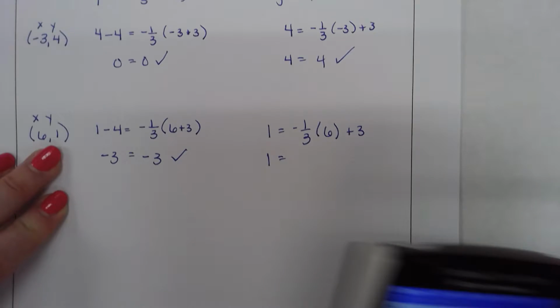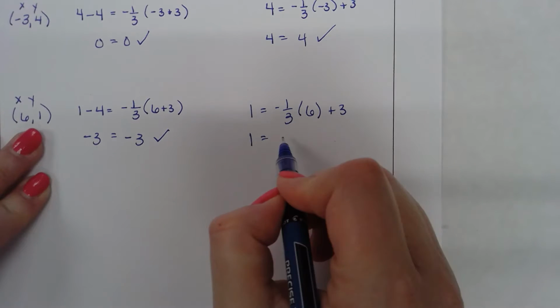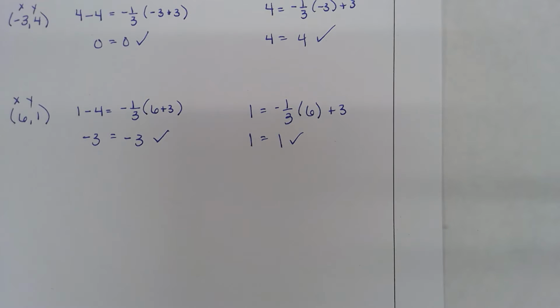So I'll go to my calculator. Negative 1/3 times 6 plus 3 equals 1. Alrighty, so justify why both students are correct.